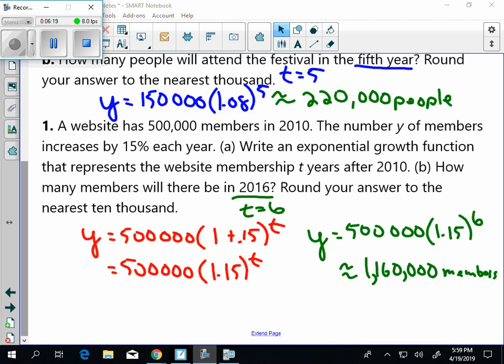All right, here's what I got for 1. I got y is equal to 500,000 times 1.15 raised to the t power. The question was asking about the year 2016, which is 6 years after 2010, so my t value is 6. Plug that into my function, and I get, rounding to the nearest 10,000, approximately 1,160,000 members. And there you have the introduction to our lesson, exponential growth and exponential decay, which is very similar to what we already know about exponential functions in general.